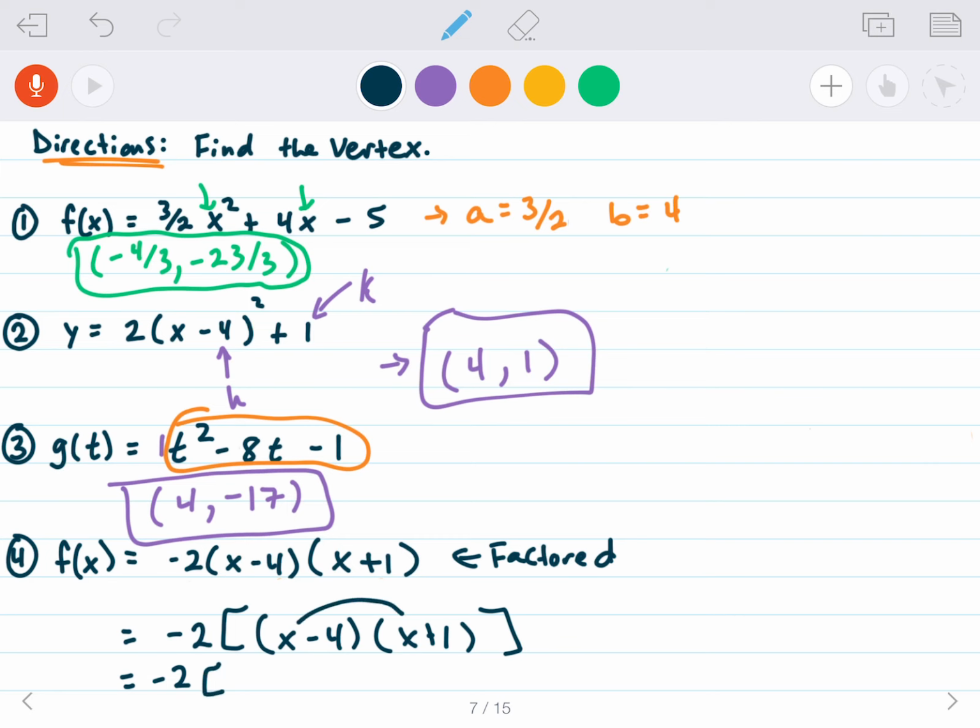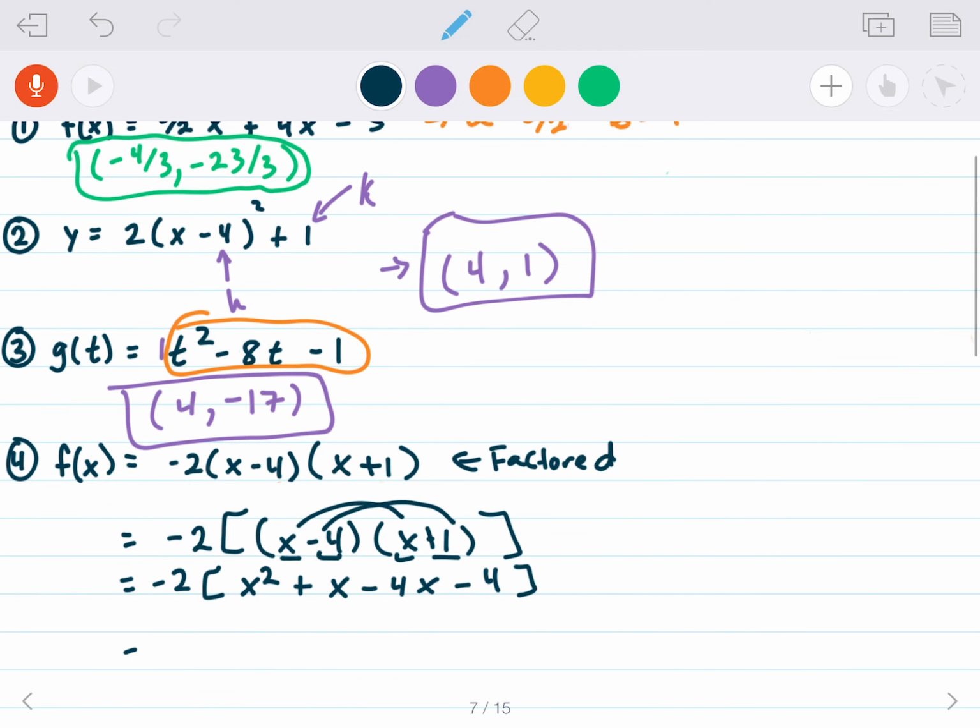If I FOIL this, first is x times x, which is x squared. Outer is x times positive 1, that gives us a positive 1x. Inner is negative 4 times x, which gives us a negative 4x. And finally, last is negative 4 times positive 1, which gives us a negative 4. Combining like terms on the inside, a 1 and a negative 4 make a negative 3. Took me way too long to do that. x squared minus 3x minus 4.